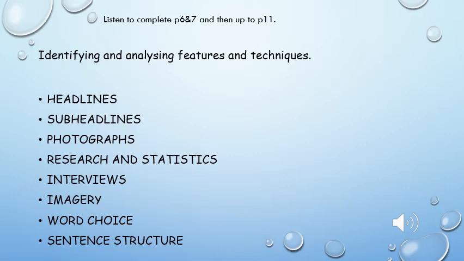And you might also find the techniques that we find in all sorts of different types of writing. For example, you might find the use of imagery like metaphors and similes, or you might find examples of effective word choice, or you might find certain examples of sentence structure. For example, you might be able to identify rhetorical questions, or repetition, or you might be able to spot the use of short sentences contrasting with longer sentences. Any of these features would be absolutely fine to identify.